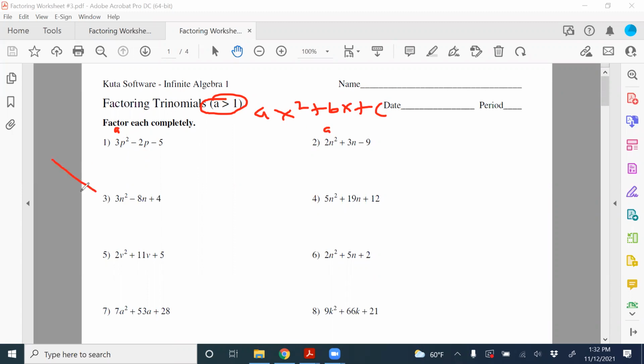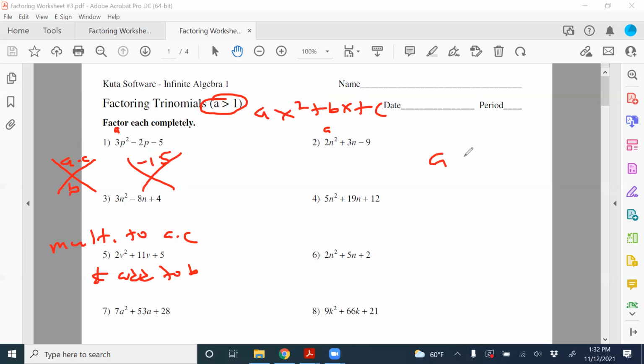So you're still going to do the same thing with the diamond, but now you're going to put a times c up top and b down below. And you've got to find two numbers that multiply to a times c and add to b. So in this case, what is a times c? It's going to be negative 15.